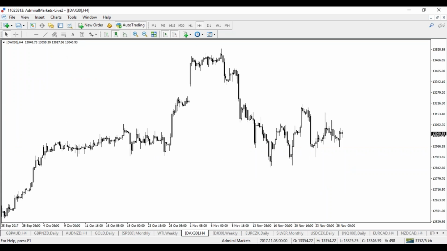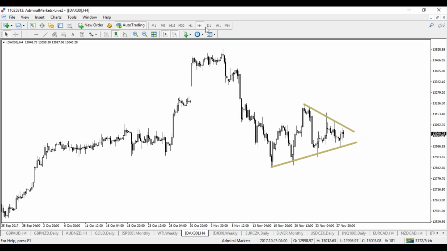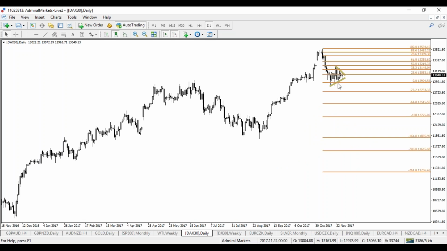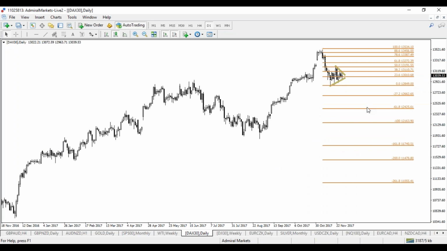DAX looks like it's in a correction here. I think a bullish break could be interesting. Bearish break and price might make a zigzag down to the Fibonacci targets, like minus 272 target, minus 61.8 target.